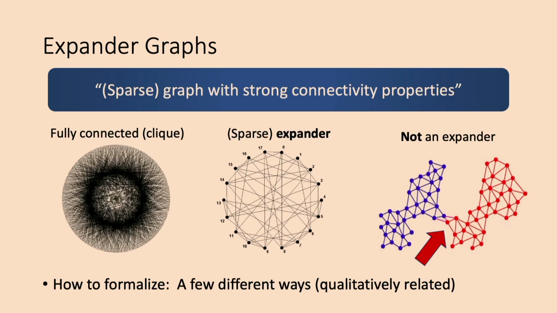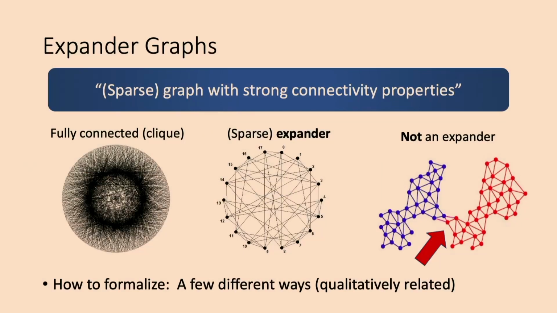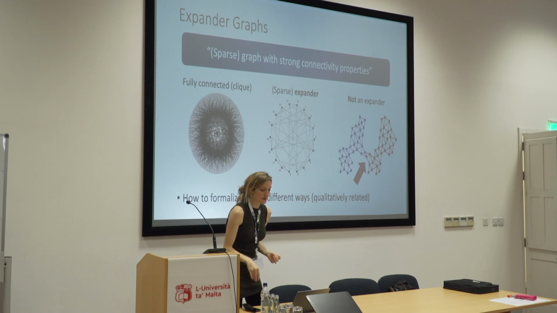Okay, so this is the high-level idea. Now the question is, how can we formalize this? What does it mean to have strong connectivity properties? The answer is that there are a few different ways. There are at least 3 different ways of defining the expansion of a graph. Each one has slightly different properties, but they're all quite tightly connected. They're not identical, but for example, if you're a good expander with one definition, then you'll also be a good expander with the other definitions.